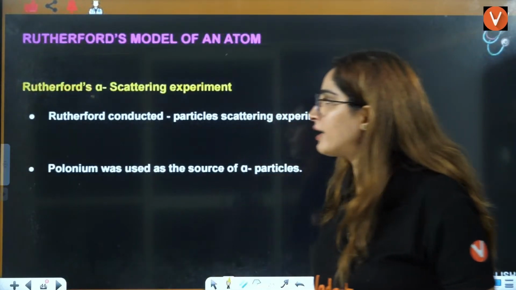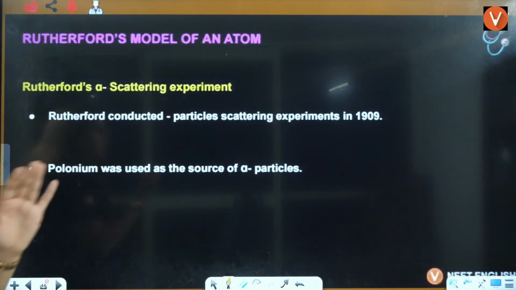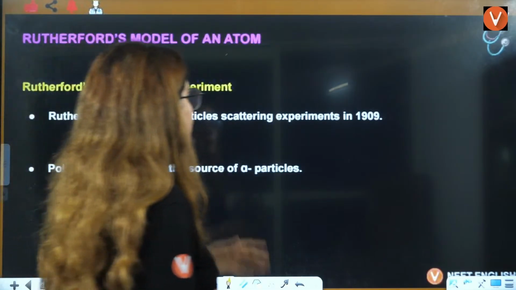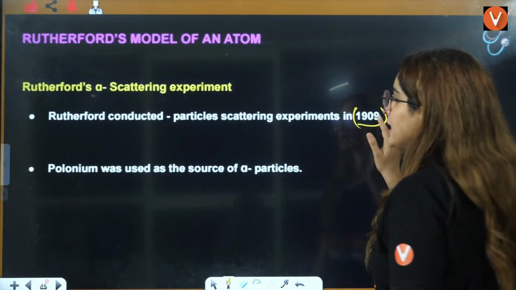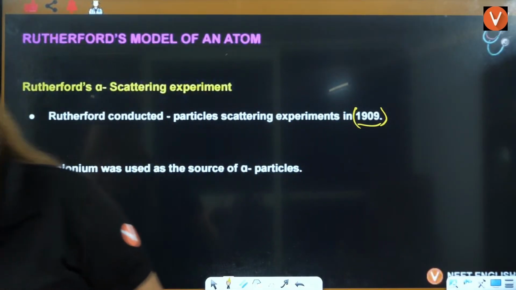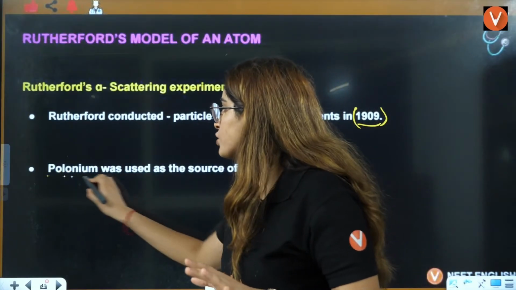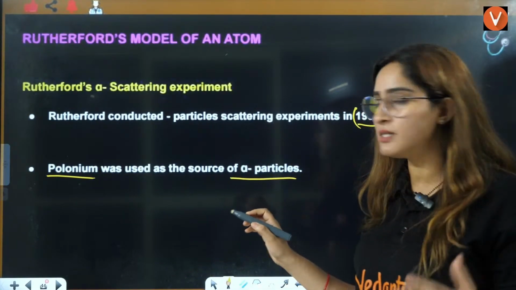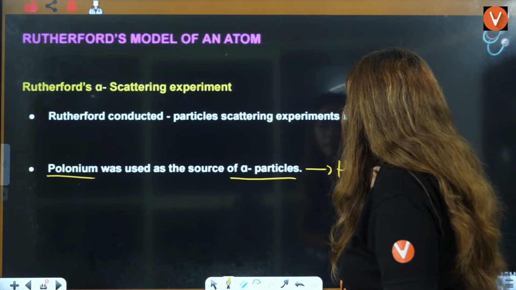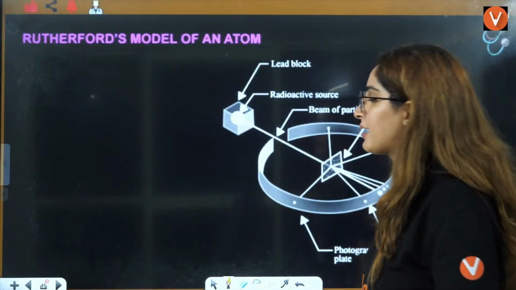Now Rutherford did the experiment. I'll tell you what exactly he did in the experiment, right? He did the experiment in 1909. No neutron was discovered until the Rutherford experiment. Polonium was used as a source of alpha particles. Alpha particles are positive particles, like helium with a 2 positive charge, that is your alpha particle.